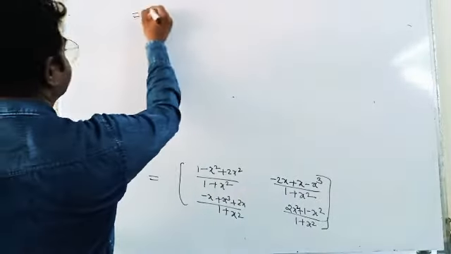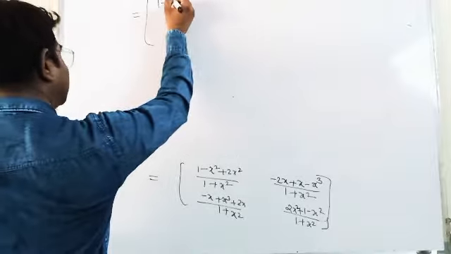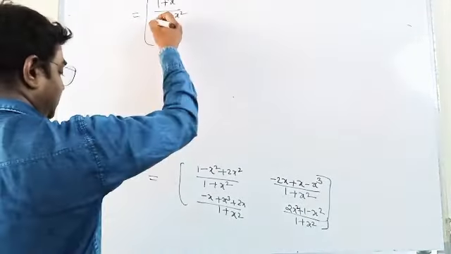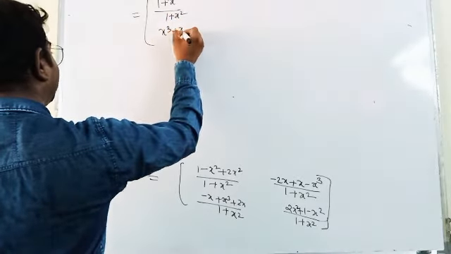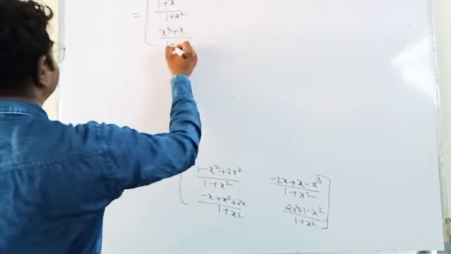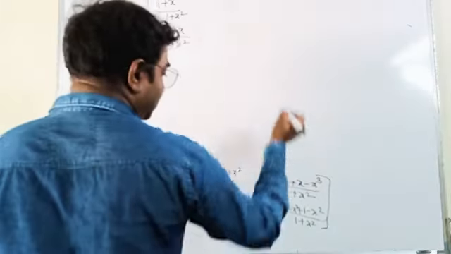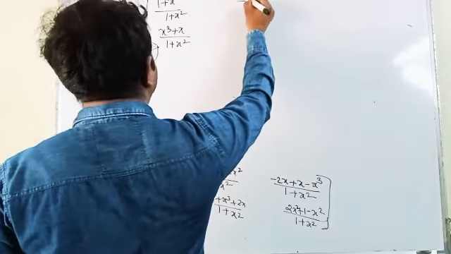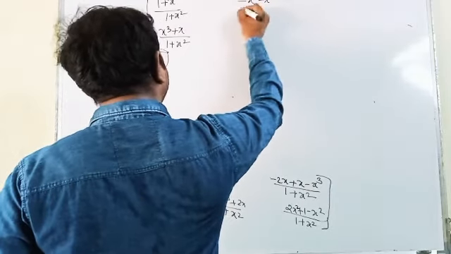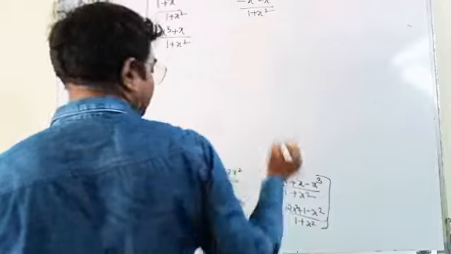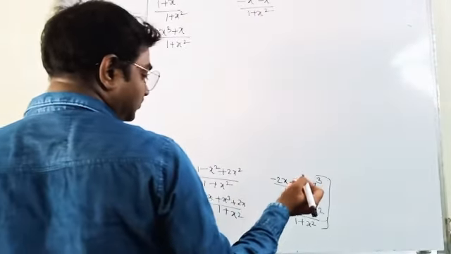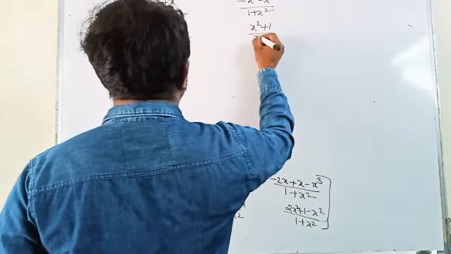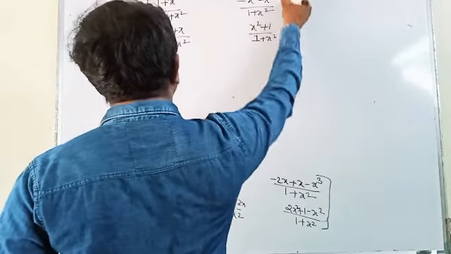This will become 1 plus x square divided by 1 plus x square. Here this will become x cube plus 2x upon 1 plus x square. Now this will become minus x cube divided by 1 plus x square. Next this one becomes x square plus 1 divided by 1 plus x square. I think it is clear now.